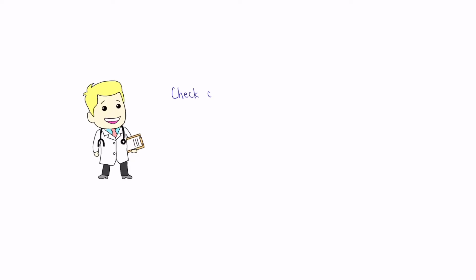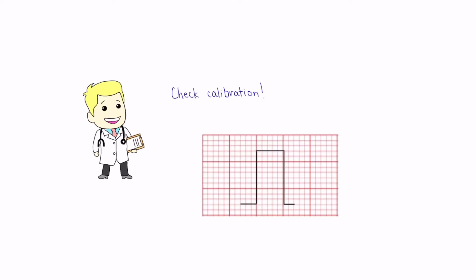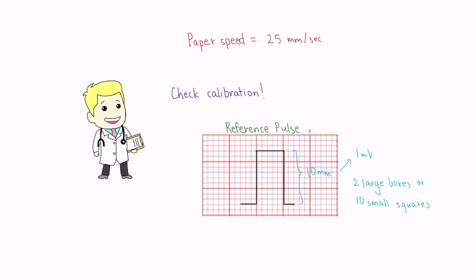Before you do anything fancy, as responsible physicians, you need to check the calibration of the machine. To do that, look at the rectangular wave on the left of the paper, which is known as the reference pulse. It should be 10 millimeters tall, which should cover 2 large boxes or 10 small squares. Since the paper speed is around 25 millimeters per second, a large box, which is 5 millimeters in length, corresponds to 0.2 seconds. Basics of ECG is as follows. The y-axis shows you the voltage in millivolts, or potential difference to those who are physically talented, and the x-axis shows you the time in seconds.